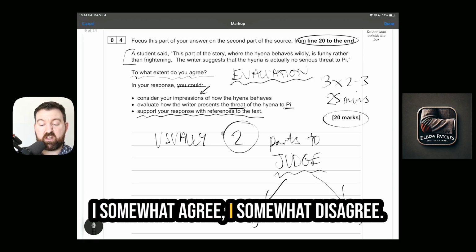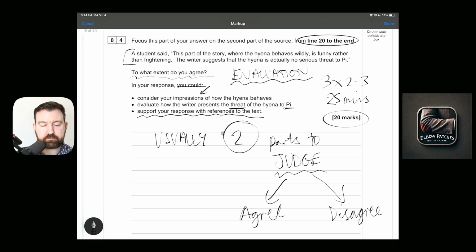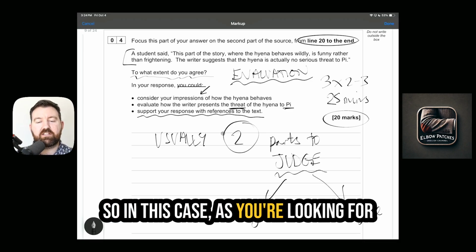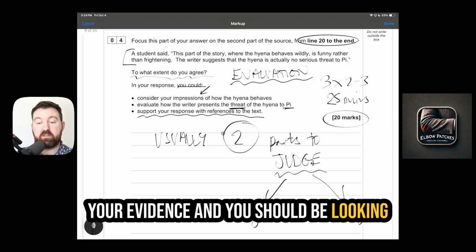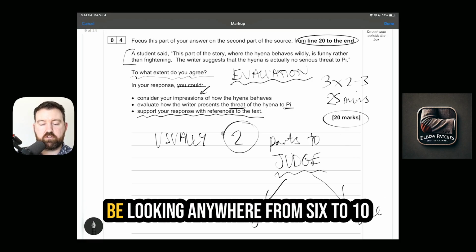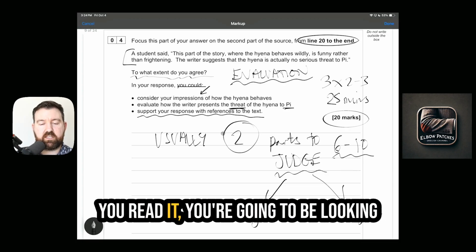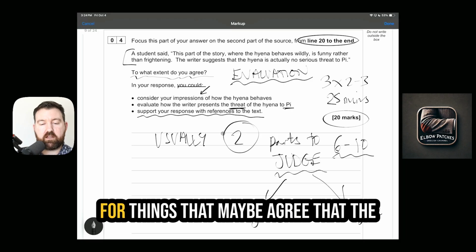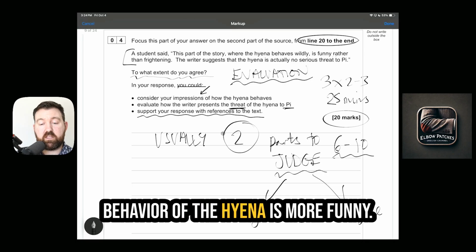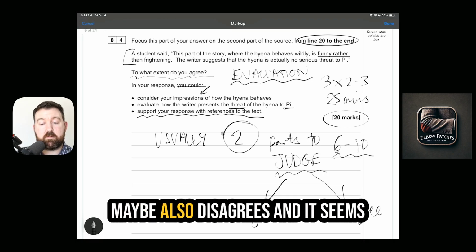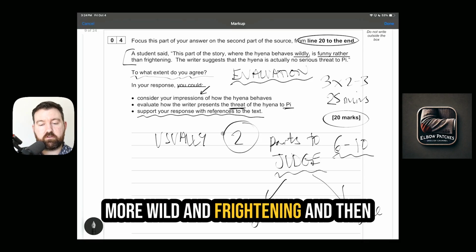I somewhat agree, I somewhat disagree. Okay. So in this case, as you're looking for your evidence, and you should be looking at it for question 4, you should be looking anywhere from 6 to 10 pieces of evidence from the extract as you read it. You're going to be looking for things that maybe agree that the behavior of the hyena is more funny, maybe also disagrees and it seems more wild and frightening.